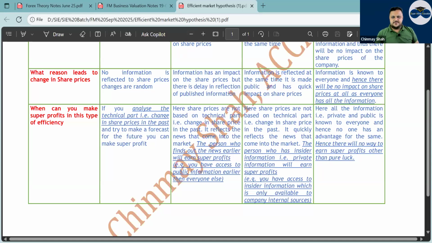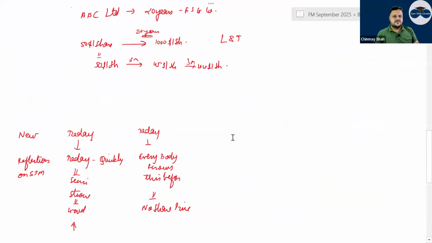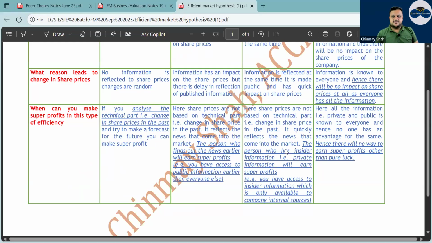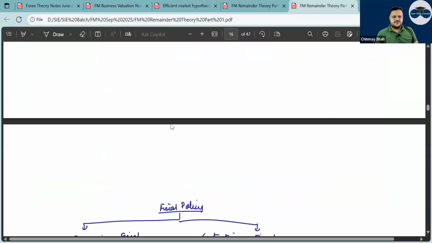Okay? Somewhere in the notes market paradox also will be written. Efficient market hypothesis I have done. Okay. After that, dividend policy we will do tomorrow with WACC. I'll complete the other part. Let's do FM remainder theory part 1. Part 1 let's do. Come. I've already sent you that part.